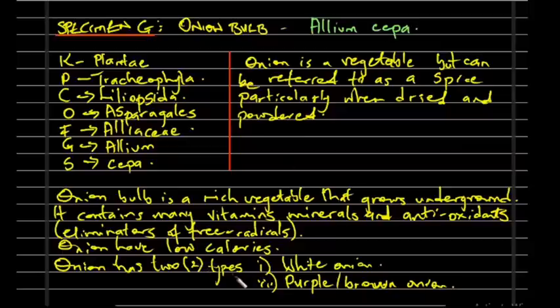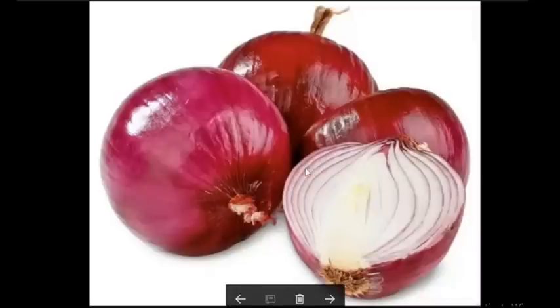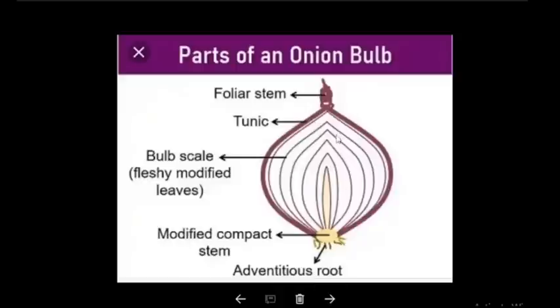We have two types of onions: the white, and then the purple or brown onion. So this is what the onion looks like. You can see this is the purple onion. Here we have a labeled part of it, where we have the adventitious root, the stem, and the bulb scale. That is the fleshy part of the organism. It is actually what flakes into the leaves. So that is what the parts of the onion bulb look like.